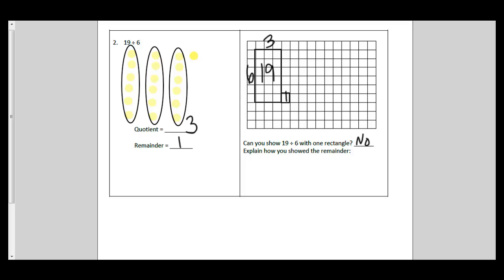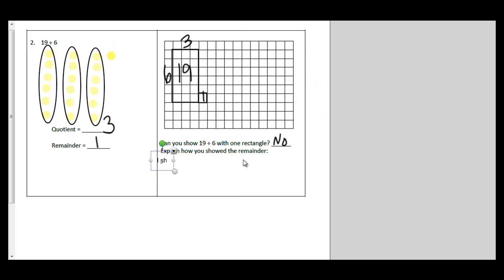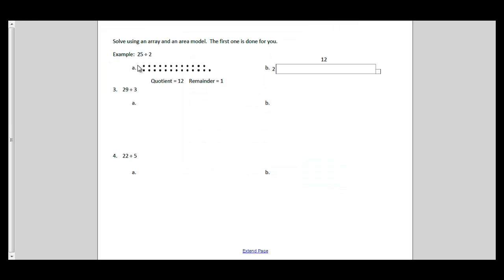Explain how you show the remainder. So the way that we show the remainder was, adding 1. That's basically how we showed our remainder, right? We added a rectangle that had 1 square because we had a remainder. Okay, so let's move on.